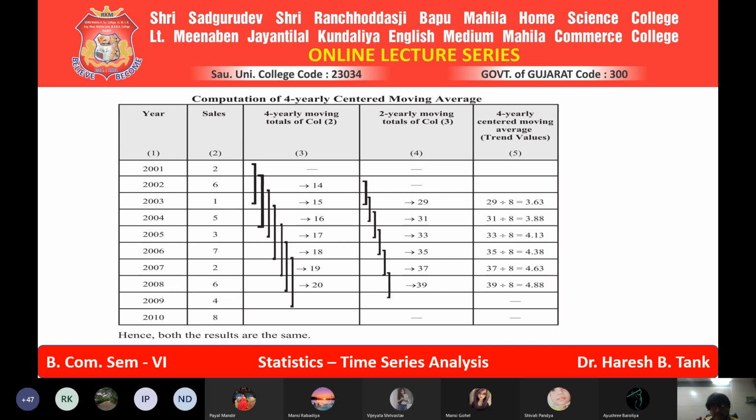Is it clear, Payal? Yes, sir. And if in the question it's given, find out 8 yearly moving average and 8 yearly centered moving average? Then, look, 8 yearly moving average is not in your syllabus right now, but similarly you have to do it by making a bunch of 8, then making a bunch of further, and then dividing it with the corresponding element. The process will remain the same.